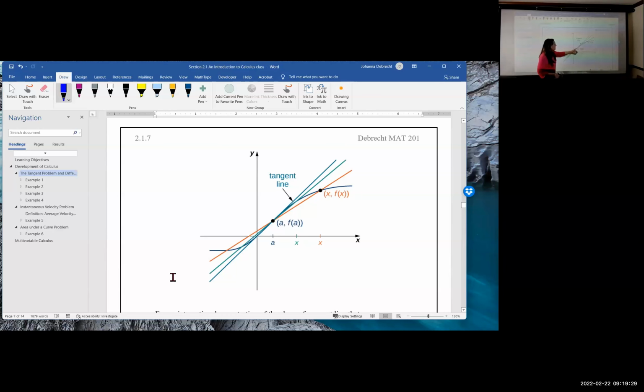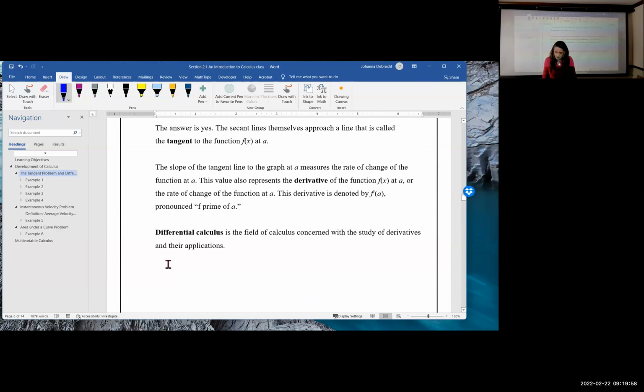So you can see the first secant line, which is here in orange, and then the second secant line provided a better estimation for the rate of change at A, and that's in that sort of teal color. But the best estimation for the rate of change at A is the tangent line that touches A, all right? So the slope of the tangent line to the graph at A measures the rate of change of the function at A.